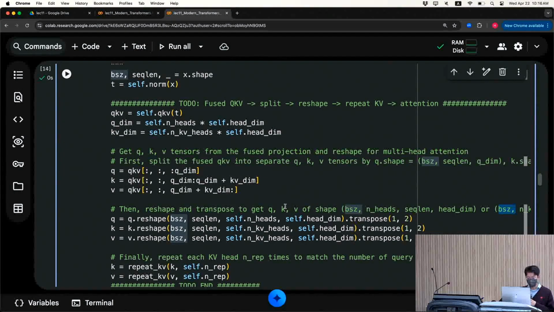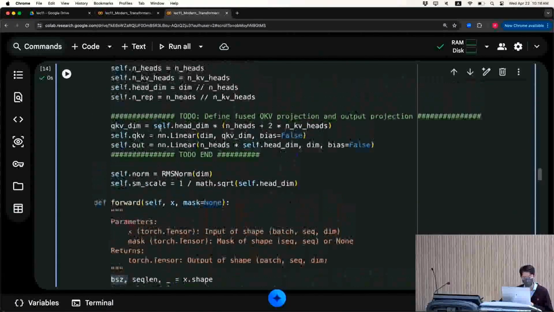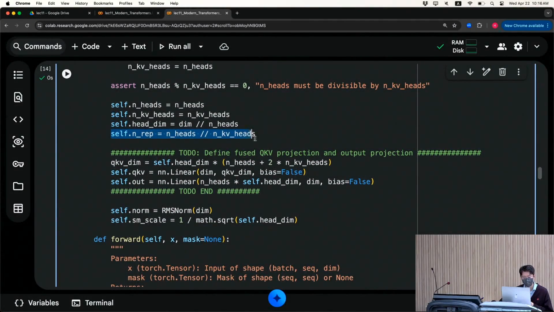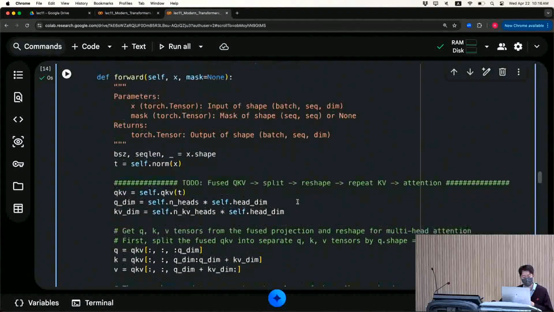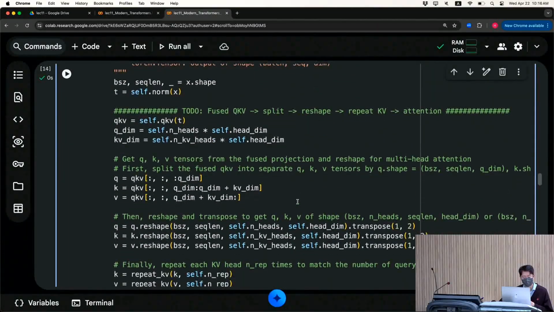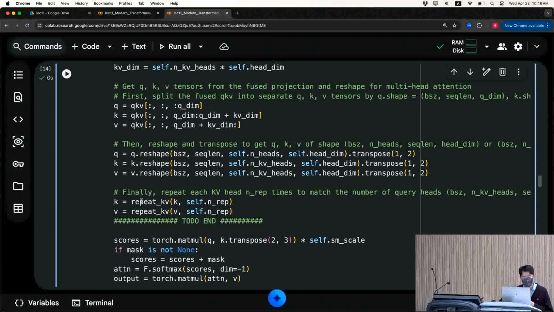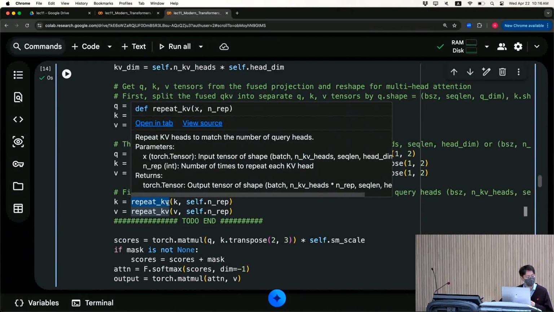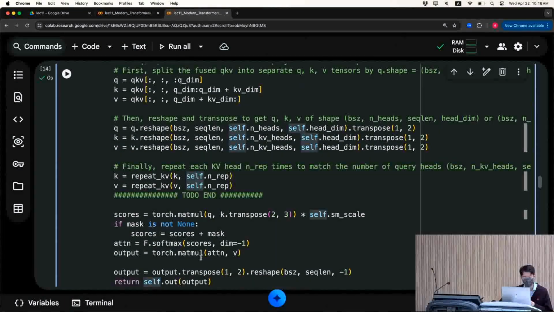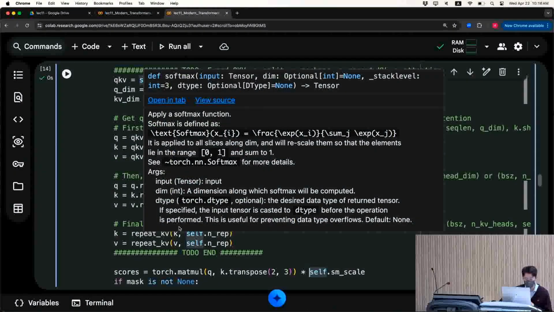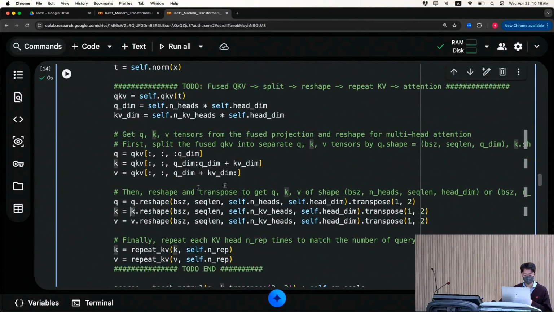Okay, and how many repetitions do we need to do for key and values? We need to do it for number of repetitions, which is in the constructor defined as number of query heads divided by number of key value heads. And once we have that, then we're going to execute the method we just implemented together. We're going to take the key and value and repeat it this many times and do matrix multiply, and rest of them is exactly the same as before. Right?